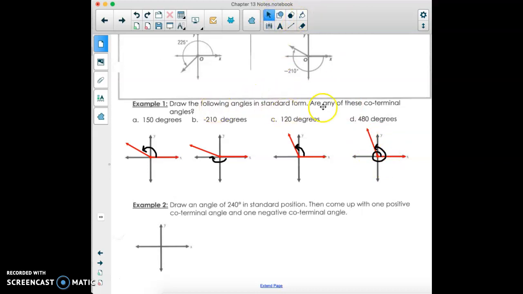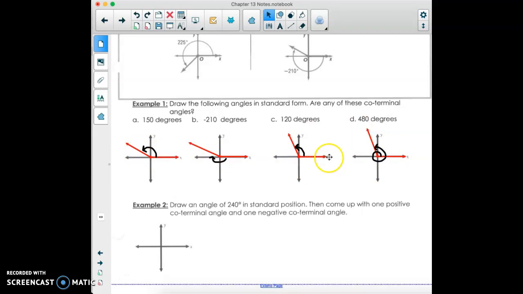So let's go back and address the question. Are any of these coterminal angles? Yes, they are. I have two angles here that are coterminal because they both end exactly 30 degrees away from this negative x-axis. It might look a little rough just because my arrow wasn't quite where it should have been, but these two are coterminal. These two are also coterminal.